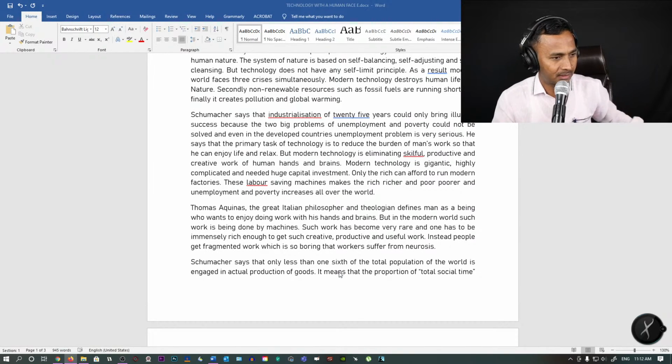Thomas Aquinas, the great Italian philosopher and theologian, defines man as a being who wants to enjoy doing work with his hands and brains. So, how is it defined? That man is someone who enjoys doing work with his hands and brains. This is a very interesting definition. But in the modern world, such work is being done by machines. Such work has become very rare, and one has to be immensely rich to get such creative, productive, and useful work. So, poor people are not getting this kind of work.